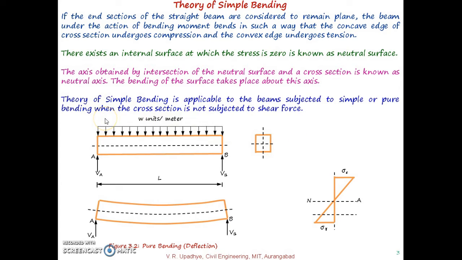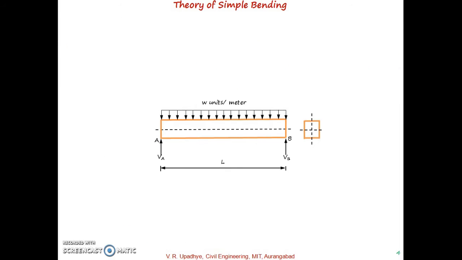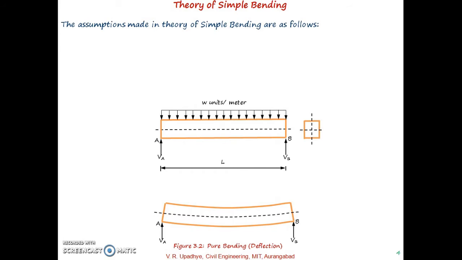Theory of simple bending is applicable to a beam subjected to simple or pure bending, when the cross section is not subjected to shear force. This we have already discussed in the case of the beam subjected to two point loads. In between those two point loads, it is not subjected to shear force. That is pure bending, and this theory of simple bending is applicable to beams subjected to the pure bending case. There are certain assumptions in the theory of pure bending.